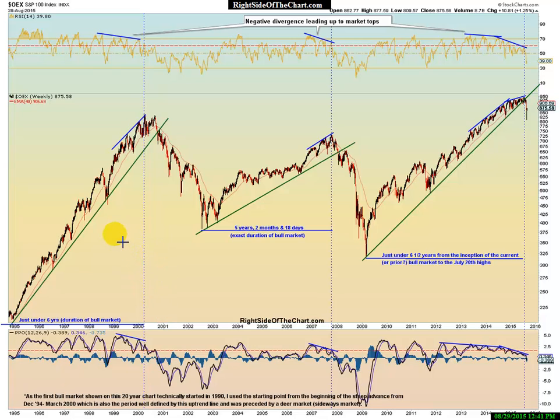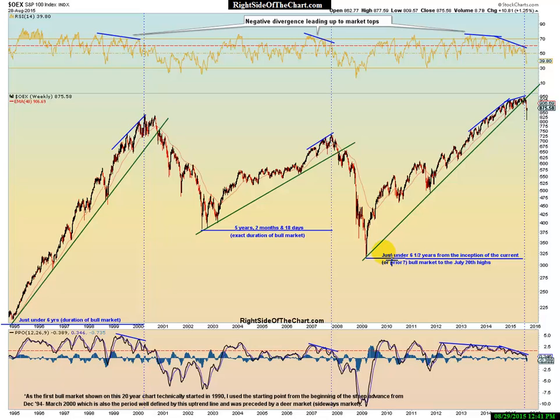But on here, I had made some notations before. If you look down here, the bull market leading into the 2000 highs lasted just under 6 years. It was just shy of 6 years. The previous bull market was 5 years, 2 months, 18 days. So 5 years and a quarter, and in the first quarter after the 5 year mark.